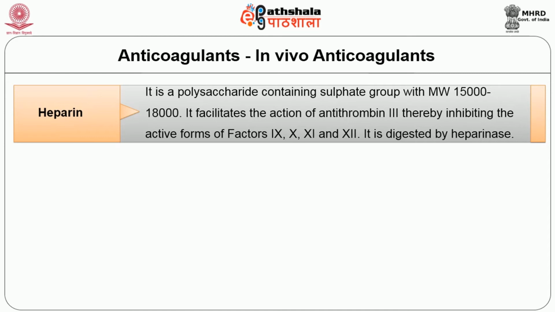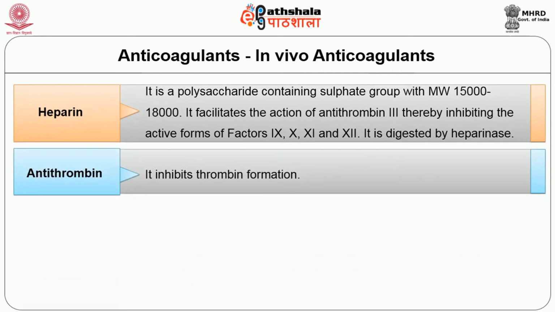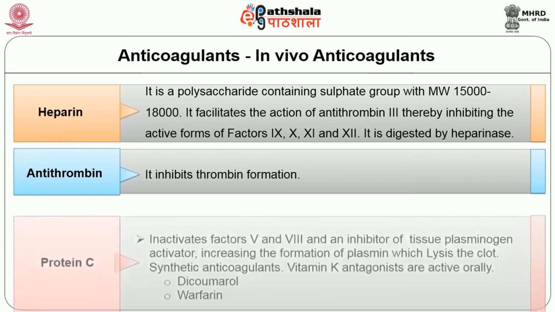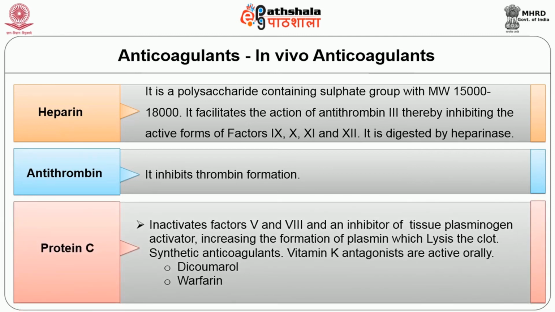And this heparin, its action cannot be present in the blood always. So, it is digested by an enzyme called heparinase. The second anticoagulant in the blood is antithrombin 3. So, this acts by inhibiting the thrombin formation. Protein C is another anticoagulant in the blood. So, how does it act? This acts by inactivating factors 5 and 8 and an inhibitor of tissue plasminogen activator. Thus, it increases the formation of plasmin which lyses the clot.